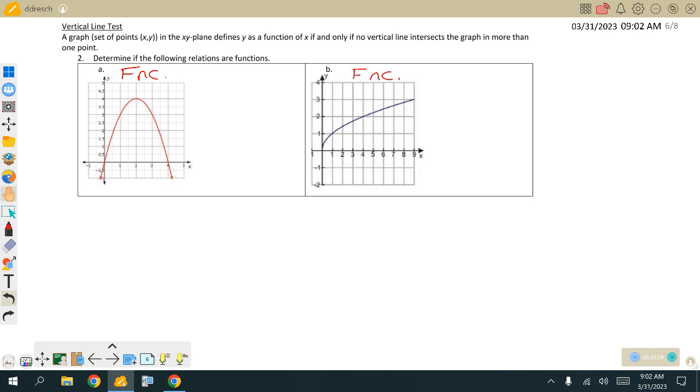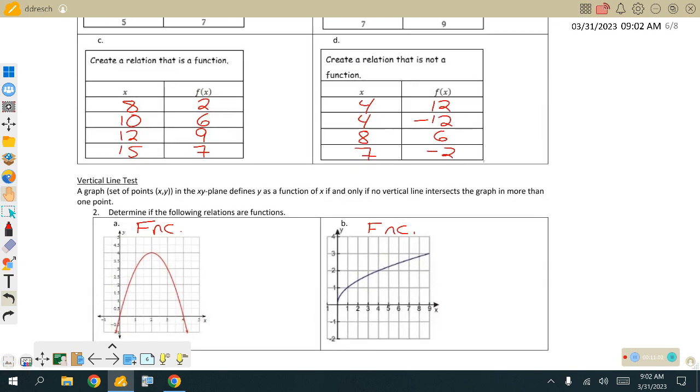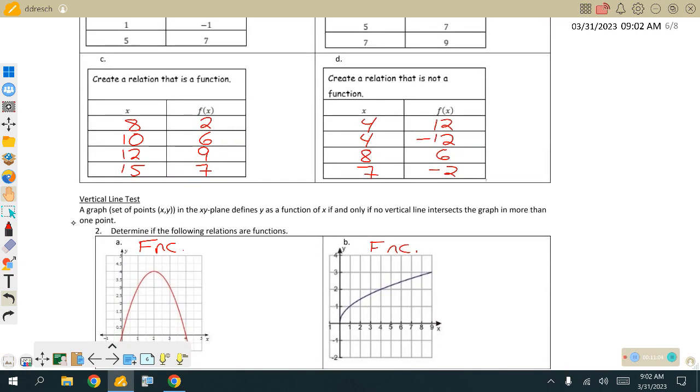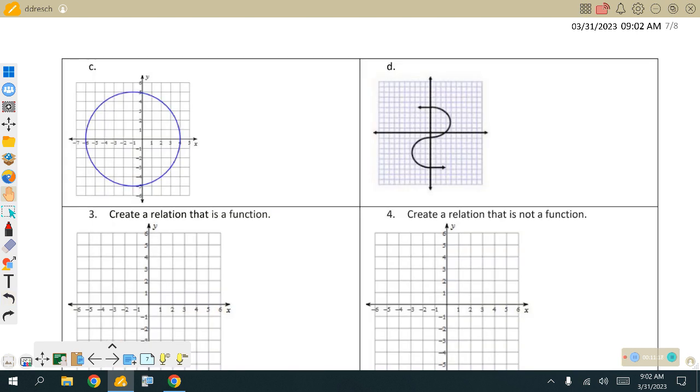Now we did the exact same thing up here at the table form. We did the exact same thing here on this graph right here where it failed, except we didn't use a visual vertical line test. We just took a look at 4, 12 to 4, negative 12. Well, on the next page, I'm pretty sure this one fails my vertical line test.